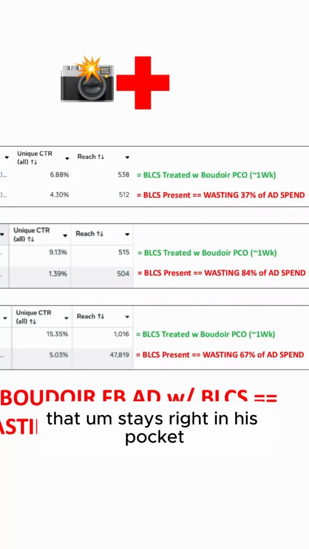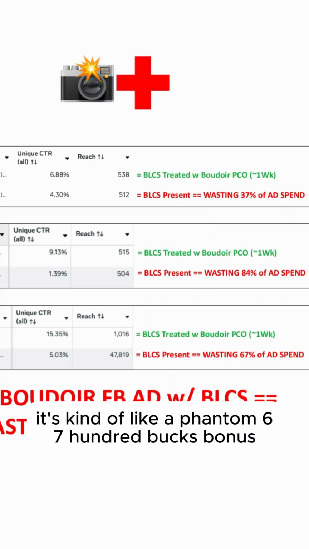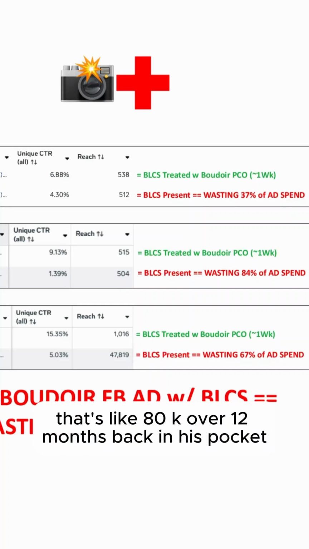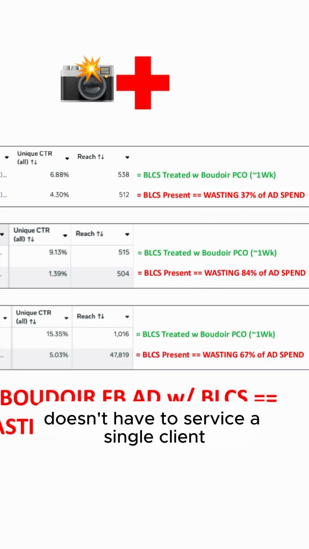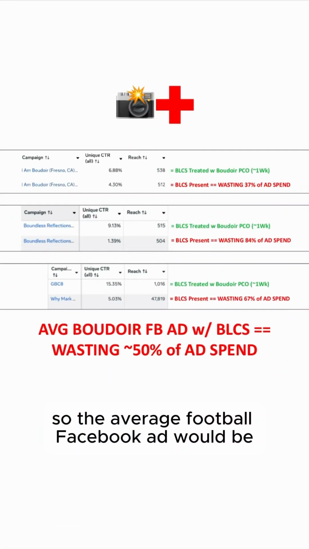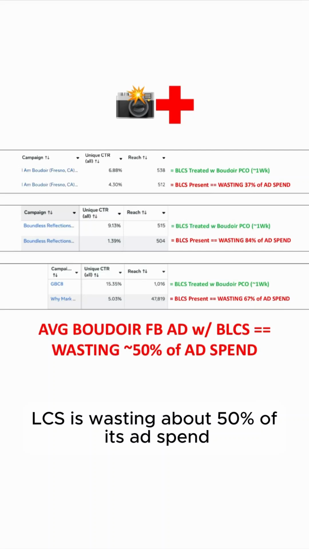That stays right in his pocket. It's kind of like a phantom $6,700 bonus every single month. That's like 80K over 12 months, back in his pocket, and he doesn't have to service a single client. So the average Boudoir Facebook ad with BLCS is wasting about 50% of its ad spend.